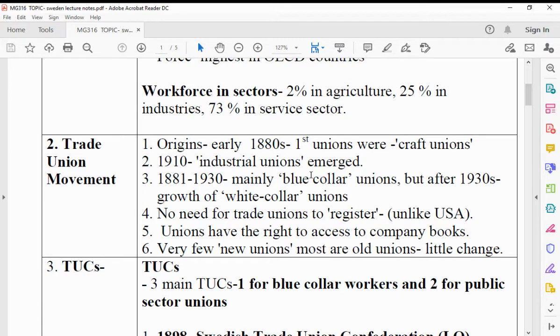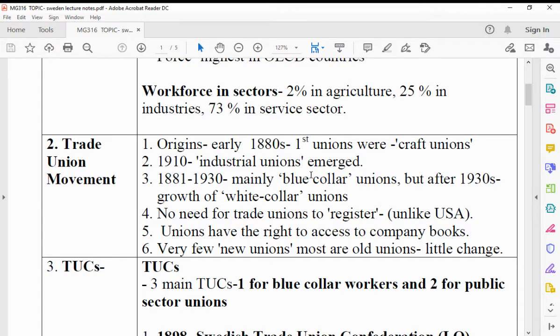No need for unions to register, unlike in USA. Here, unions have got something unique whereby they do not have to register. They only need to form, and then they do not need to register. So they are automatically registered. They are covered by the legislation present, so they don't have to register. Now, unions, as I have said, are very powerful in Sweden, and so powerful that unions have the right to access company books.